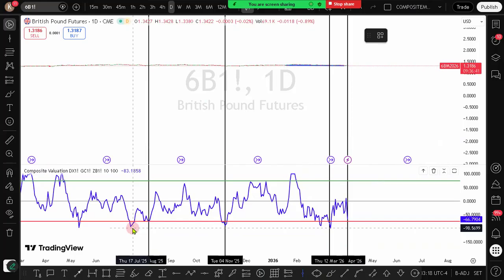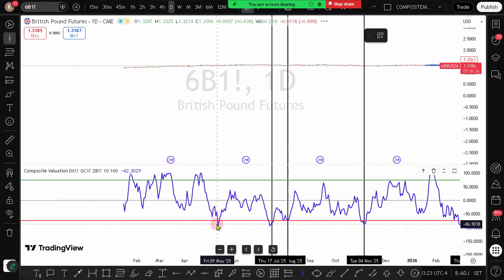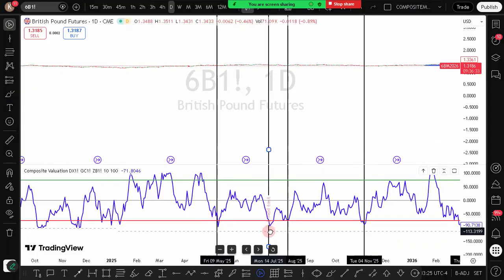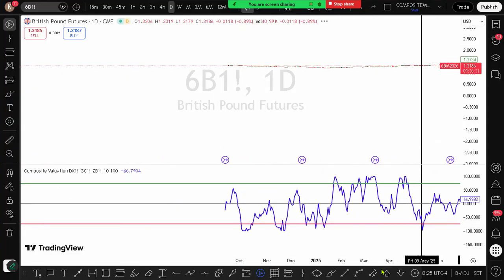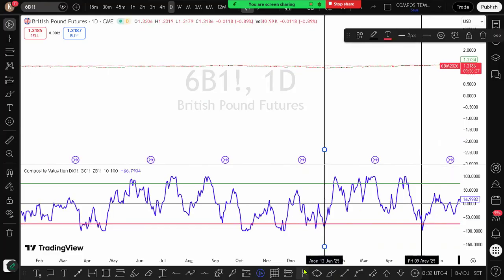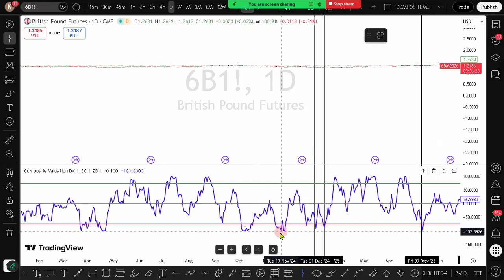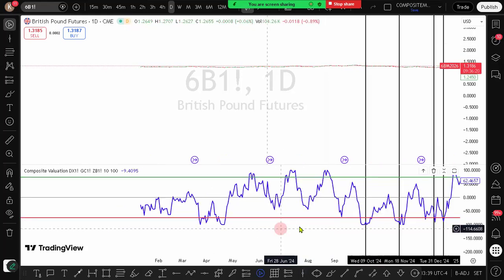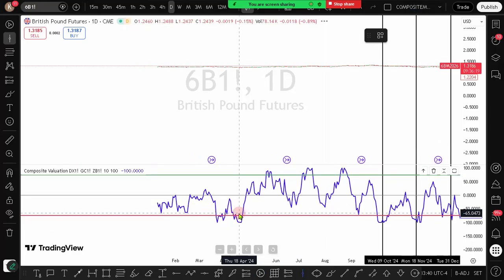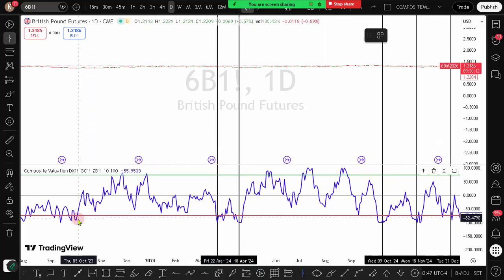Here. Where else are we undervalued? Here, undervalued again. Where else? Here, here, here, here. And here as well. So we have gone back all the way to 2024, 2023 here. This is enough.